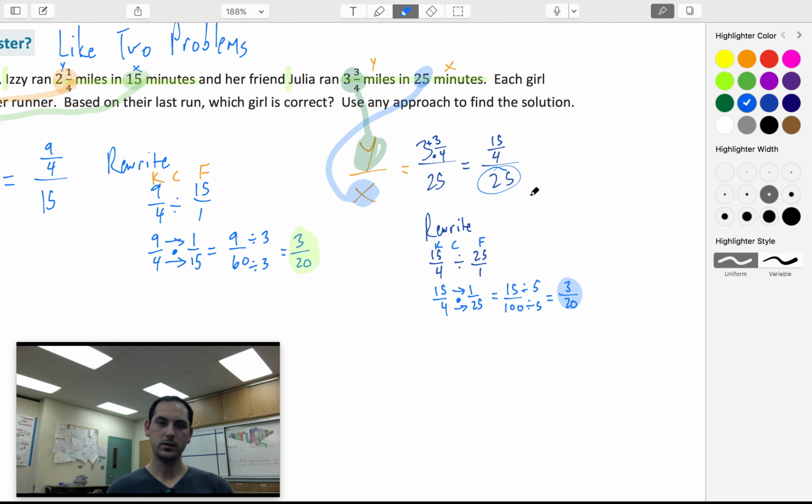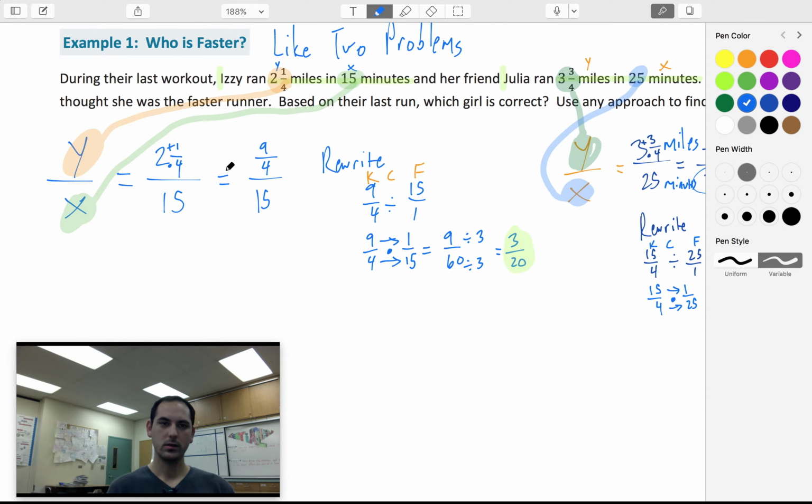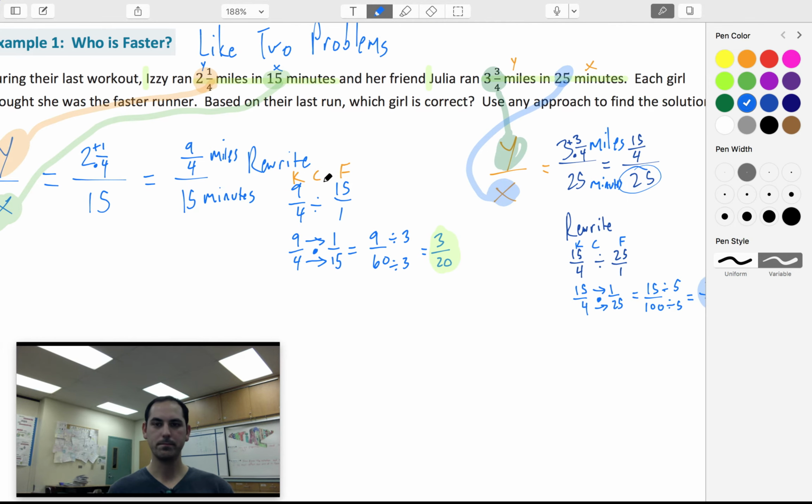What do you notice about the two rates? Now before we go on further, let's talk about what these rates even mean. If you notice, the y was miles, so this is actually miles here. The x was minutes. Same thing over here. This was miles, and this one was minutes. Make sure you copy that down. Do that now.